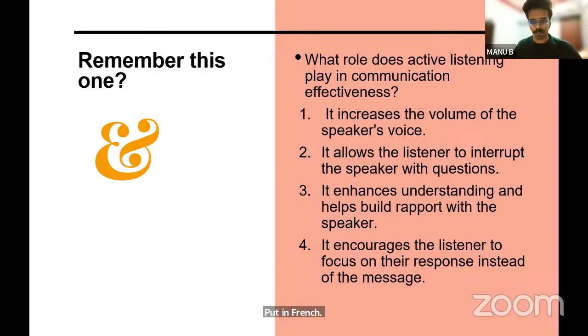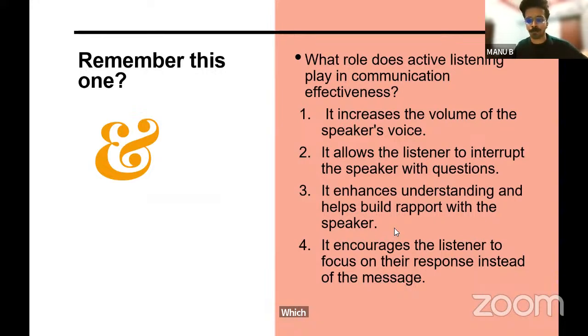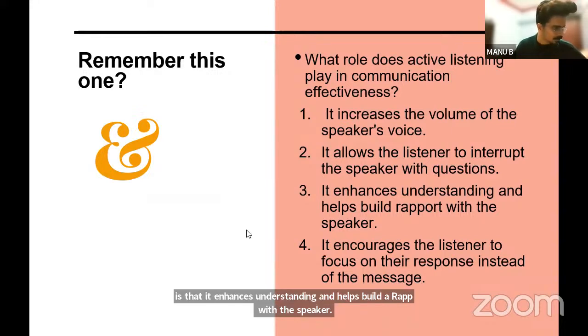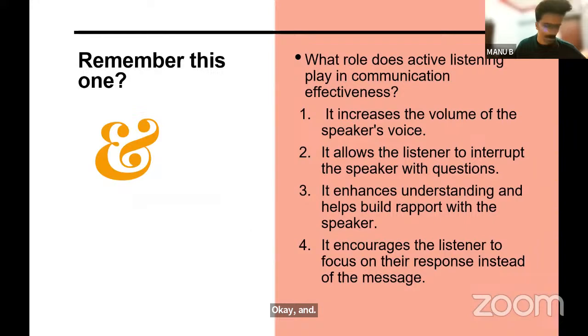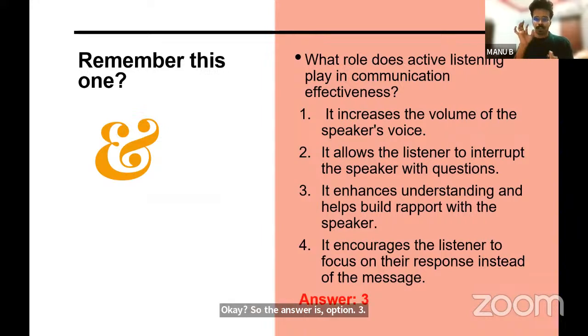Okay, active listening in communication effectiveness, the role that many of you are telling is option 3, which is that it enhances understanding and helps to build a rapport with the speaker. And the students in the YouTube live are also telling the same. Some say option D, while others say option 3. So the answer is option 3. Active listening enhances understanding between the sender and receiver, and it builds a rapport among themselves.